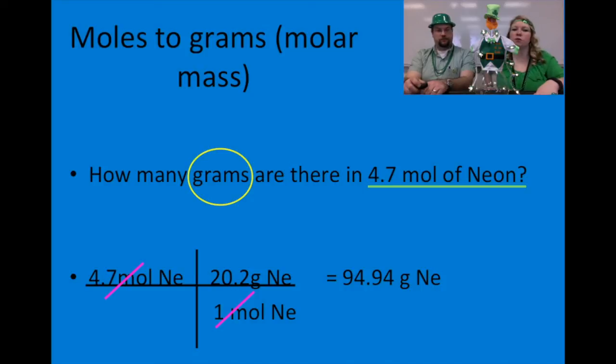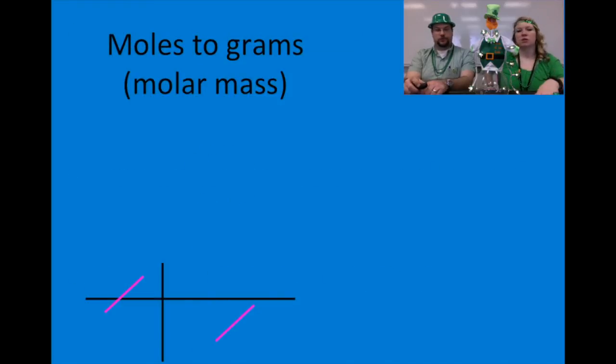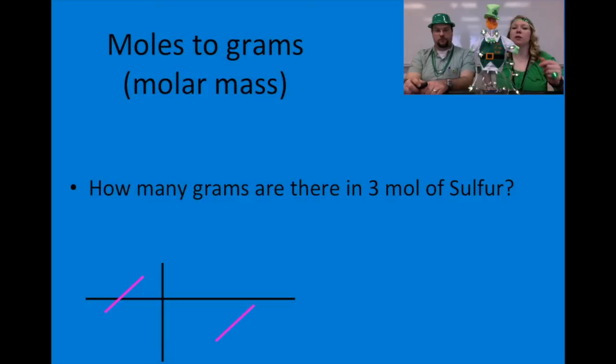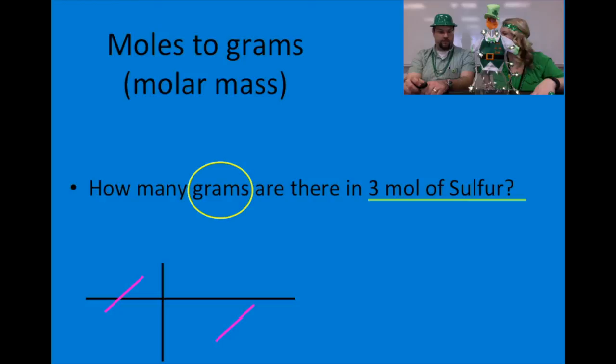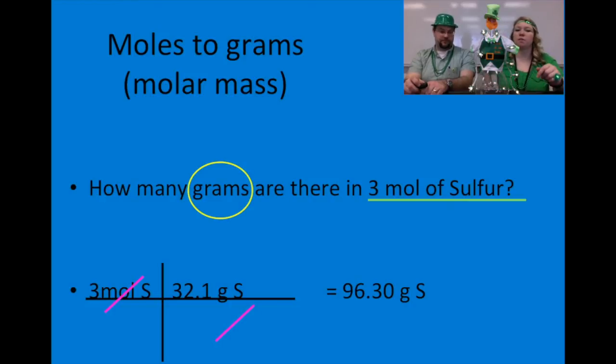I think I have one more example of a gram problem. How many grams are there in 3 moles of sulfur? So again, circle the grams, underline what I'm starting with. I'll put it up in the T-chart. Start with 3 moles because that's what they gave me. Tee them up. I put in my 32.1 grams on the top, my moles on the bottom because that's what I'm starting with. Gotta get rid of it. And then I simply multiply across and divide by the bottom. Is that simple? Very, very easy.